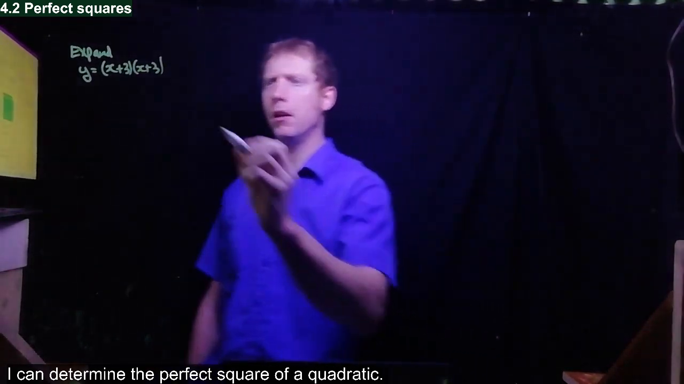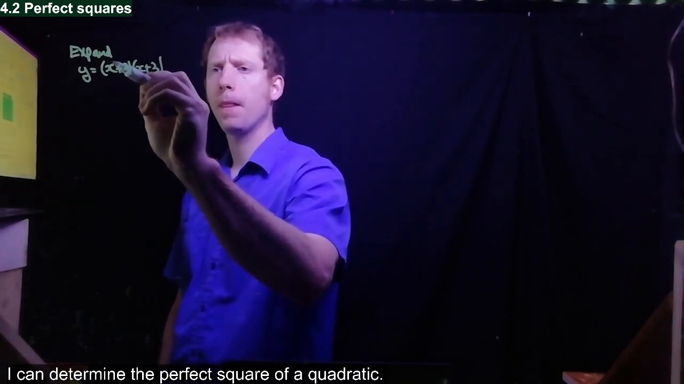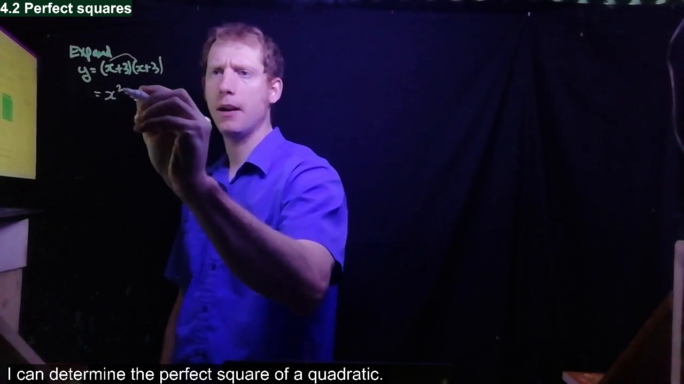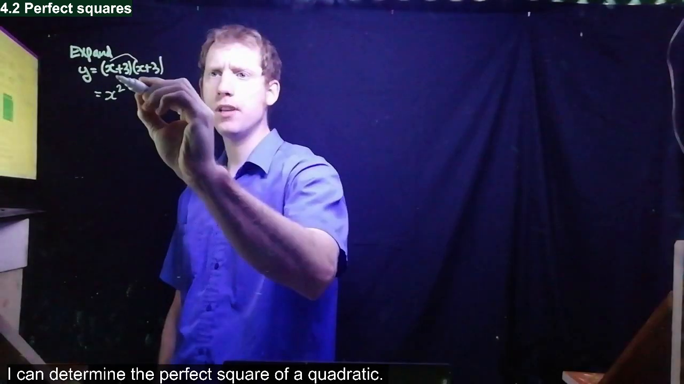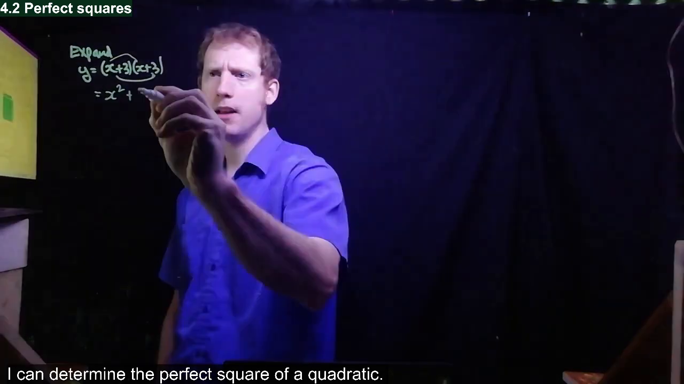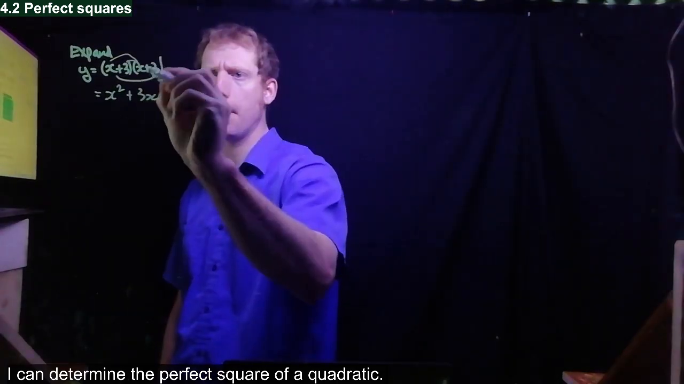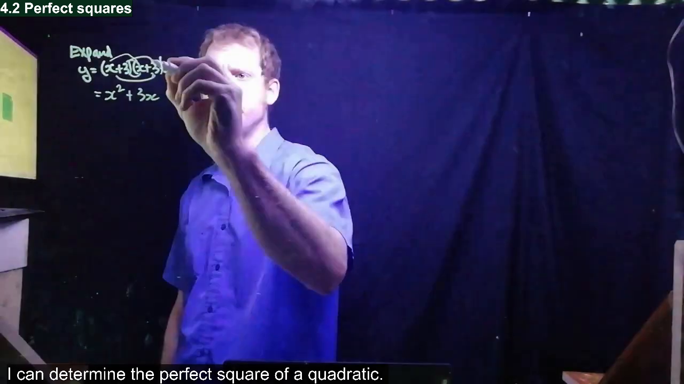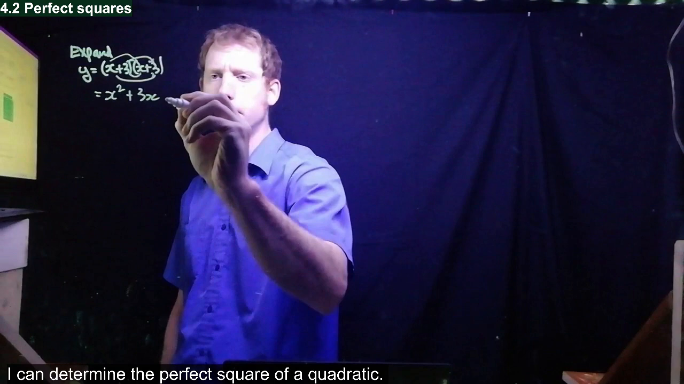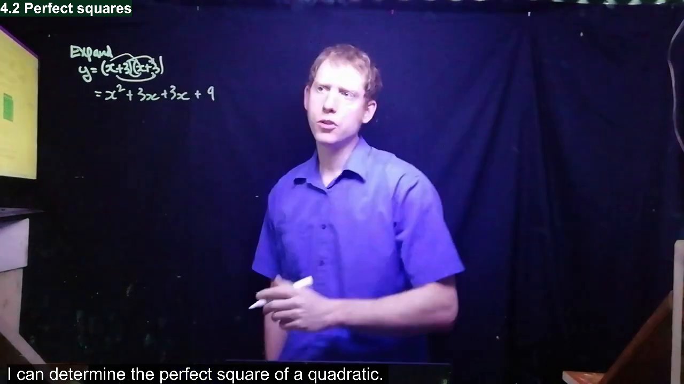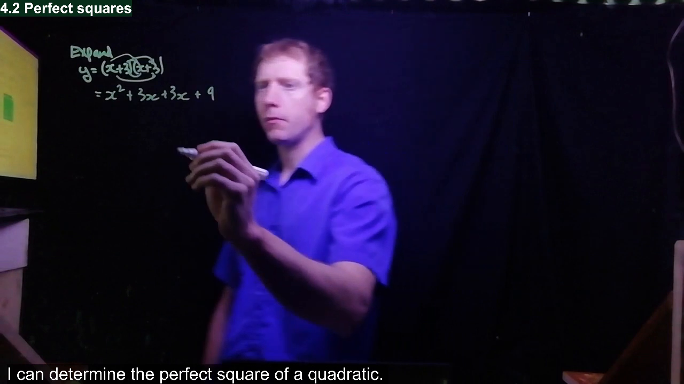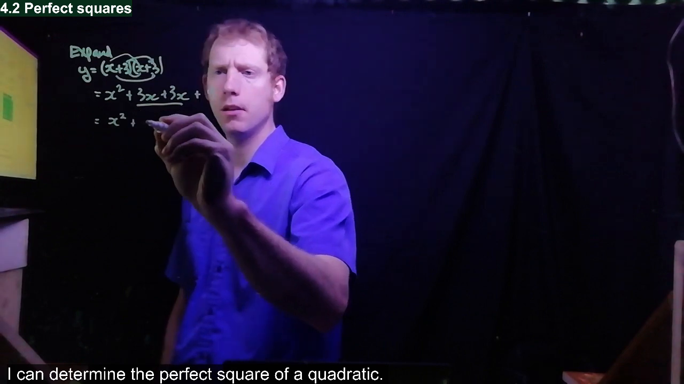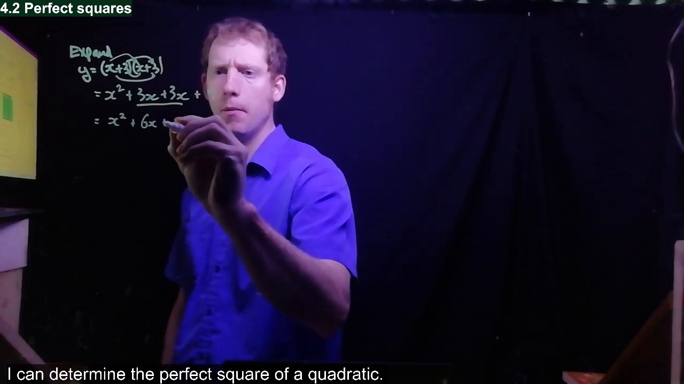From yesterday, we used FOIL. First, this is going to be x squared. Outside, plus 3x inside, and then inside and then last. So we get this. And then we can simplify this. Then this is x squared plus 6x plus 9.